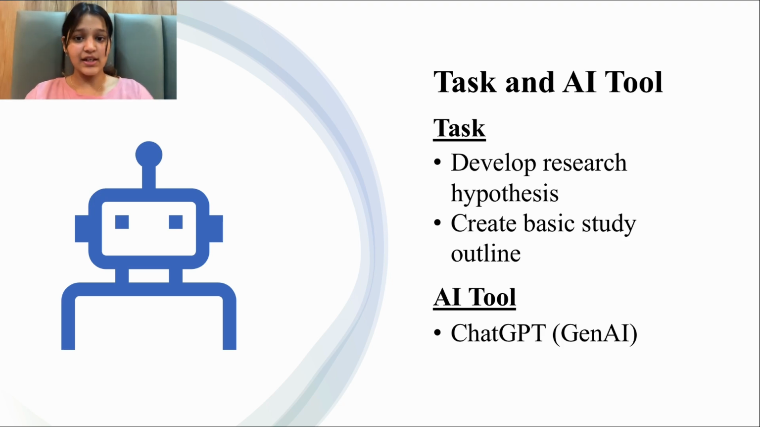For this case study, I used a generative AI tool called ChatGPT to assist with a psychology-specific academic task. The task involved developing and refining a research hypothesis and outlining a basic study design. This task was selected because forming clear research questions and hypotheses is a foundational skill in psychological research and can be a bit challenging for students, particularly during the early stages of study.